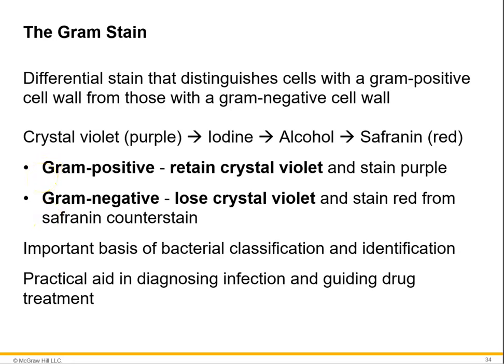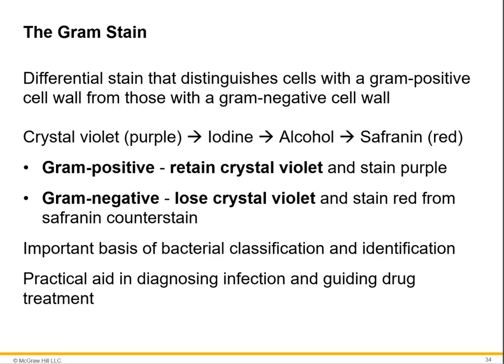The gram stain is actually a fairly straightforward procedure. What you do is you start by staining all the cells with crystal violet, and that's going to turn all the cells purple. Then you're going to add iodine. Iodine is the mordant, and what that means is it helps that purple dye stick deep within that thick peptidoglycan layer of gram-positive organisms. Next, you're going to add alcohol.